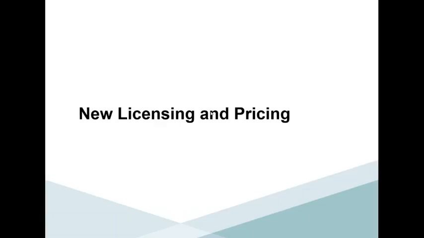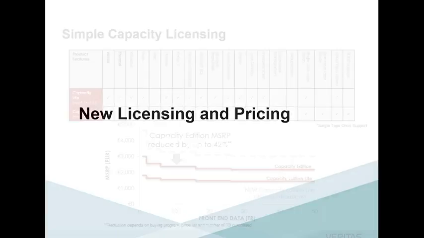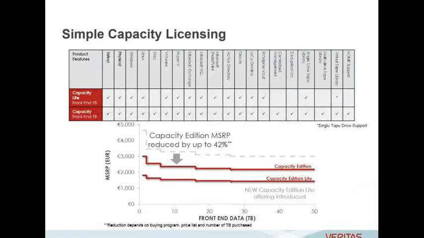So the last thing I'm going to touch on is the new licensing and pricing that was introduced in Backup Exec 15. In 14 we did release a capacity edition, but it was relatively expensive for what it was. So now we've reduced it significantly. With the capacity edition, there are two versions. There is a full capacity, which essentially gives you every single agent and option and the ability to deploy these as many times as you like within the capacity that you've purchased.